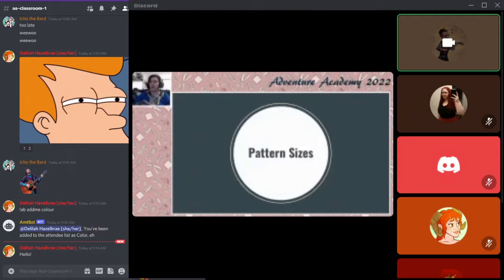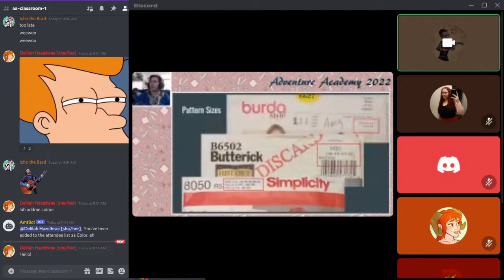So, taking your measurements, you've checked the size chart, and you found the size you intend to cut out, just take a quick look at the front of that envelope and see what size it contains. It's usually along the top here. So Burda, we've got European and US sizes notated here. Butterick, just above the barcode in the brackets, 46 to 52, and Simplicity is just nested in between, in the middle here, just right along the top.